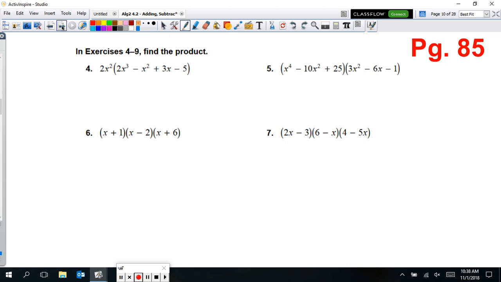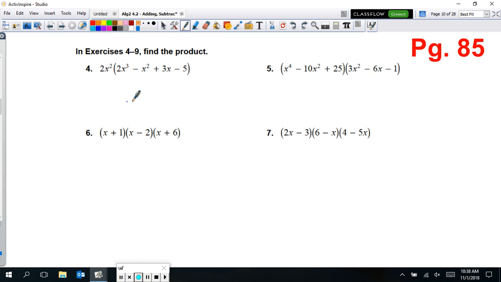Okay, so back to page 85, you should still be there. So number 4, it's a monomial, just a single term, times the kind of 4-term polynomial there, which will be a cubic polynomial.